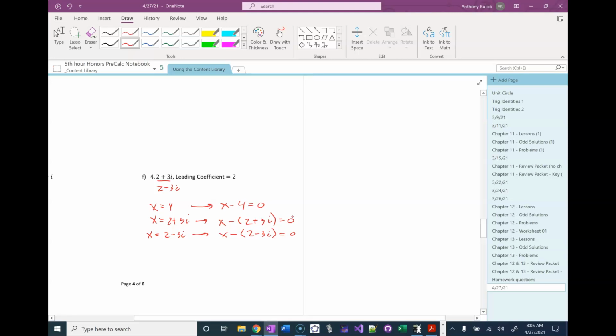So I have these 3 factors. What I'm going to do is multiply each of these 3 equations together, giving me x minus 4 times x minus (2 plus 3i) times x minus (2 minus 3i). And 0 times 0 times 0 is still just 0. So what I have is a polynomial that has the 3 zeros that I'm looking for, right? So all I need to do now is FOIL this stuff out. I'm going to FOIL these conjugate parts out first.